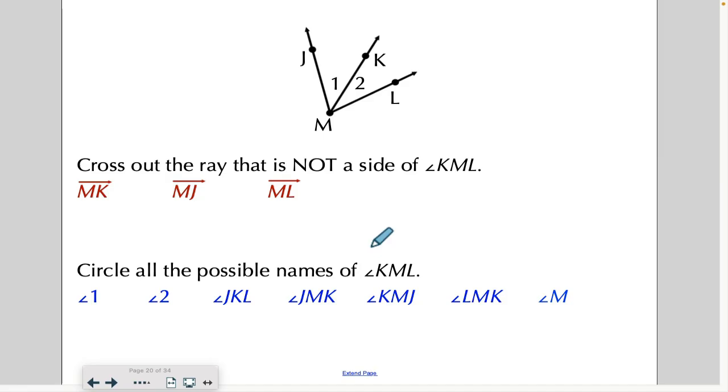Okay, so cross out the ray that is not a side of angle KML. So we are KML. So that would also be angle 2. So MK, that's part of it, maybe. MJ, is that part of it? Nah, it's out. ML also is. And then all the possible names for angle KML. You're going to say yay if it could name it, nay if it couldn't.